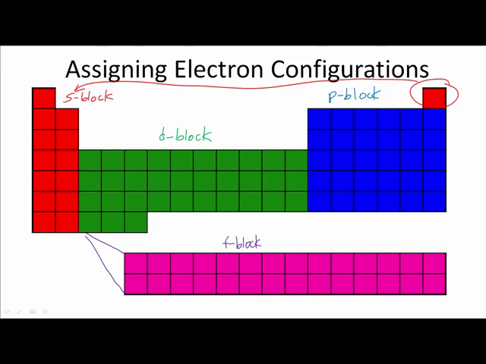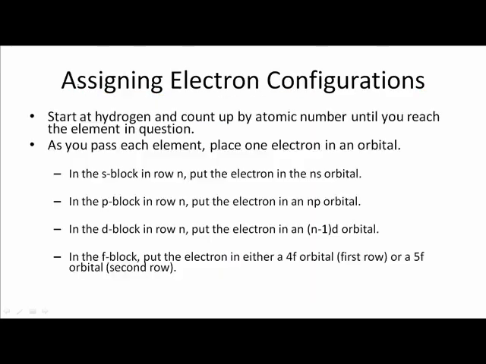Right-hand side over here is the P block. Whenever you're passing an element there, you're going to put an electron in a P orbital. Same thing with the D block, F block, etc. So if you choose an element and you want to know where the electrons are, give the electron configuration.